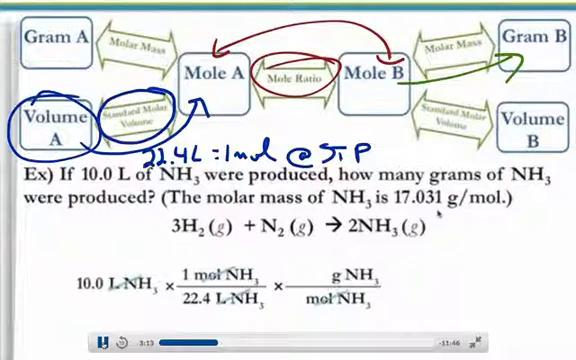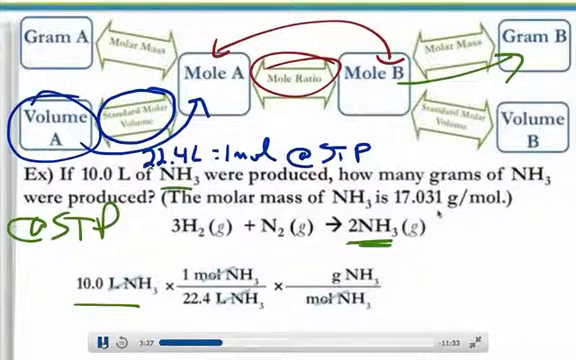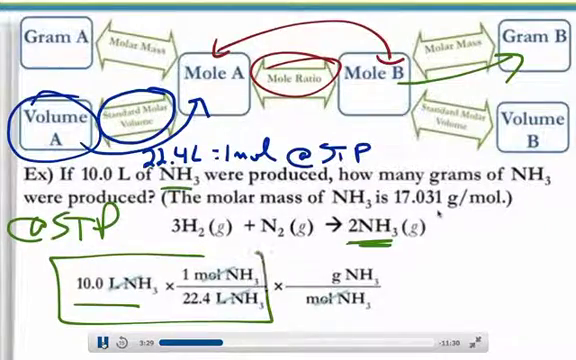The problem that they have listed with this says that we have 10 liters of ammonia. They're being produced in this equation. How many grams of ammonia were produced? Now notice this one is actually a little bit silly. It doesn't say that it's at STP. I guess we have to assume that it is. So notice what they do is they change that into moles, and then they're changing it into mass.